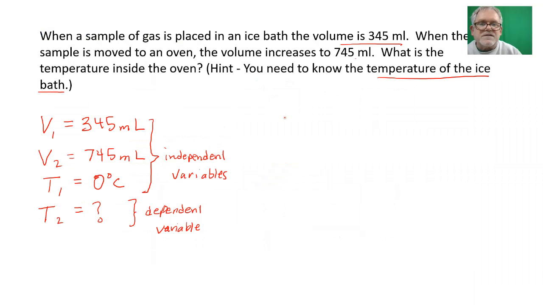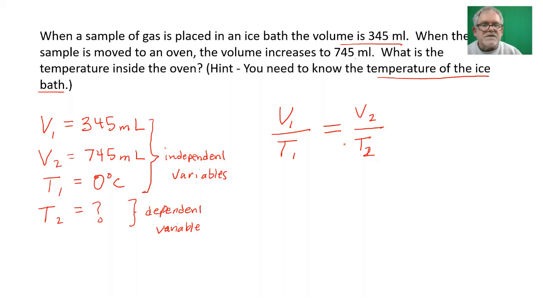Okay, so let's go back. Let's write down our gas law. Charles' law: V1 over T1 equals the final volume over the final temperature, T2. Okay, so we know everything here except for T2. Next step is to manipulate the equation so that the dependent variable is on the left of the equal sign on the top, and everything else is to the right of the equal sign.